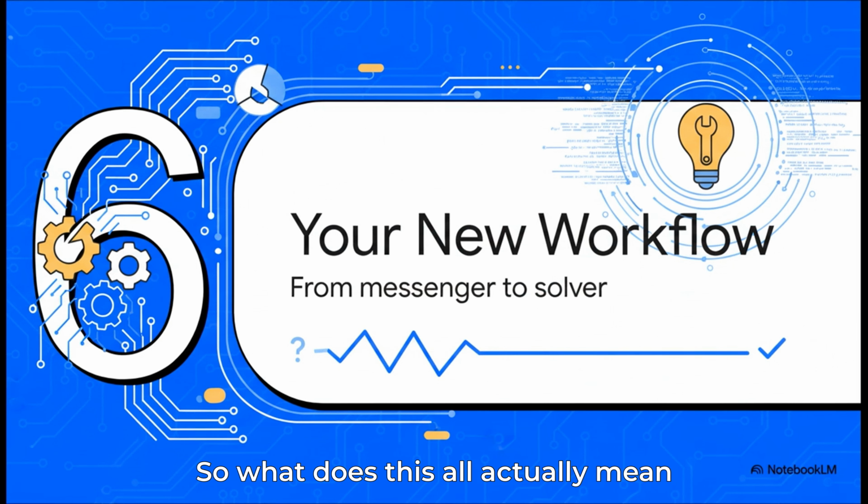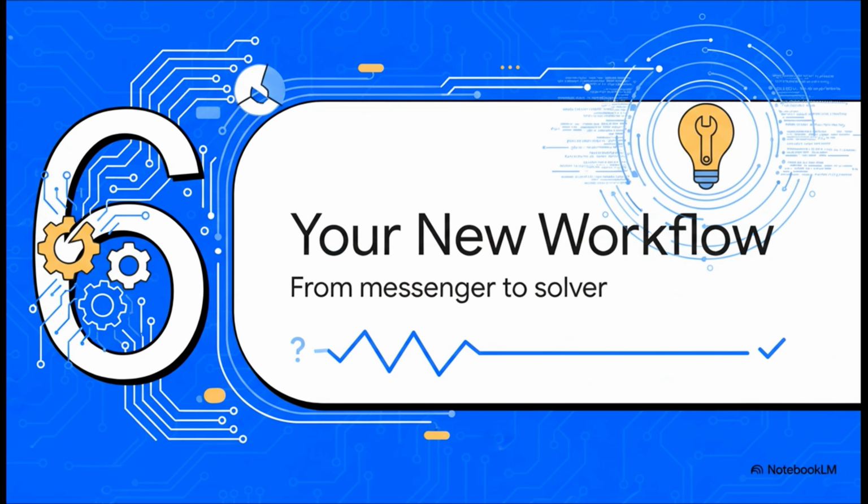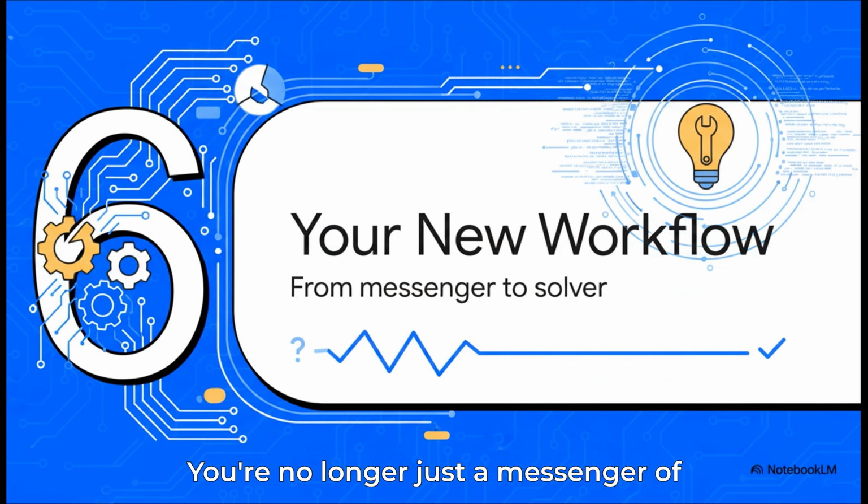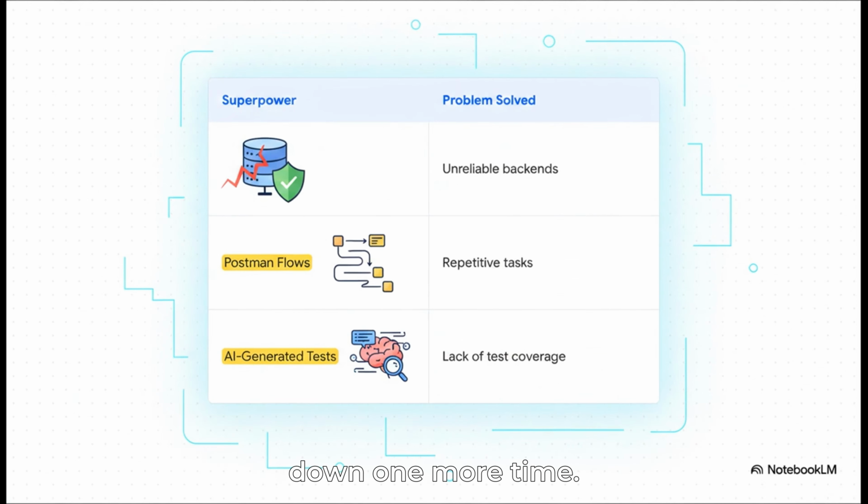So what does this all actually mean for you, day to day? It means your entire workflow as a support engineer can be totally transformed. You're no longer just a messenger of problems. You're a problem solver. Let's just break it down one more time. Mock servers solve the problem of unreliable or unavailable backends. Postman flows automate all those repetitive manual API sequences. And AI-generated tests give you expert-level test coverage, even if you don't have the time or skills to write scripts from scratch.